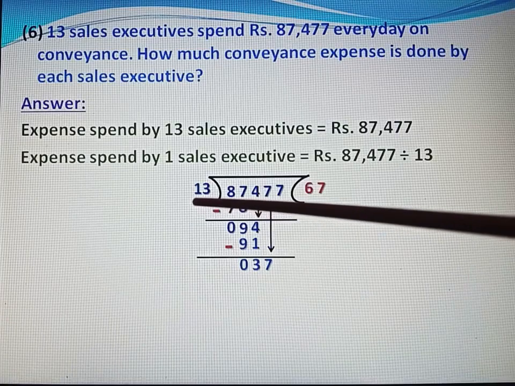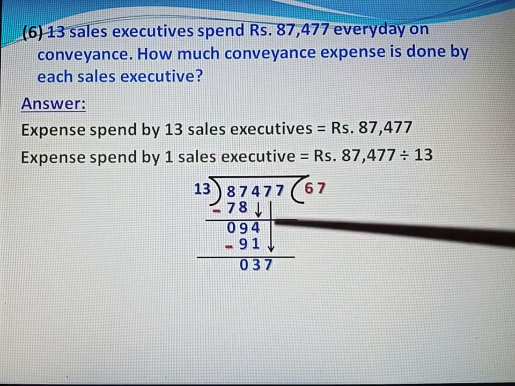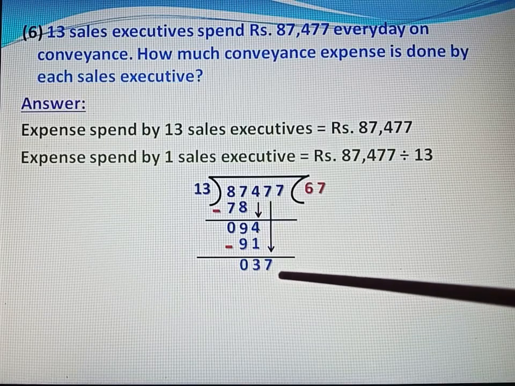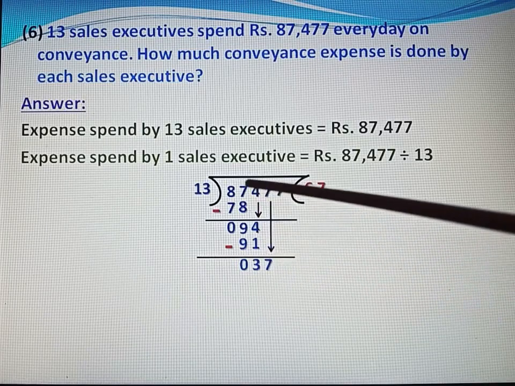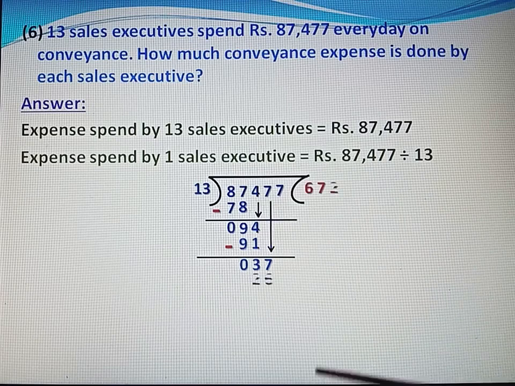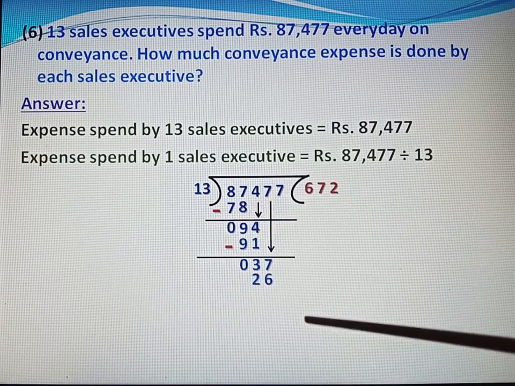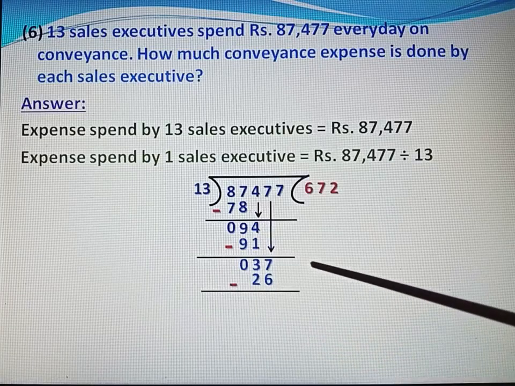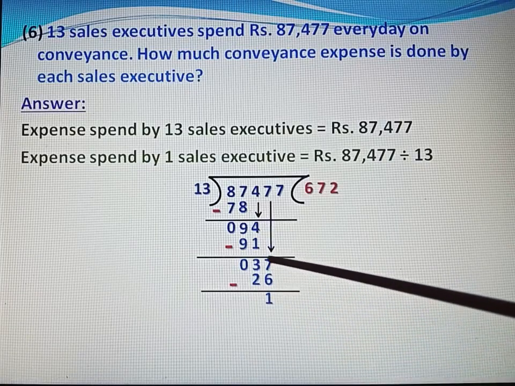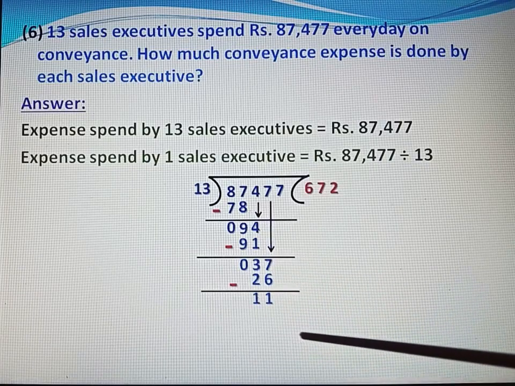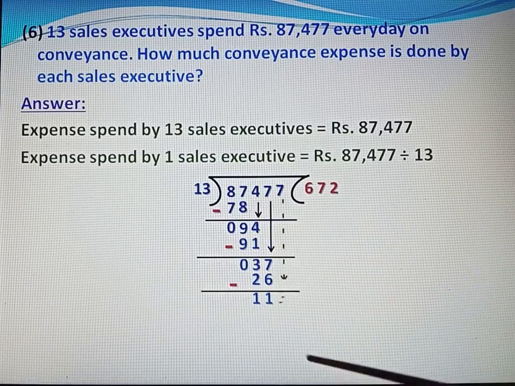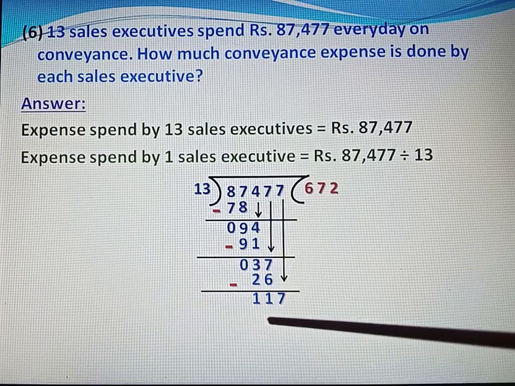Now again we will multiply 13 by that number so that it is equal to 37 or less than 37. It should not be greater than 37. We will multiply 13 by 2. 13 multiplied by 2 equals 26. And then we will do subtraction. See, 7 minus 6 is 1. 3 minus 2 is 1. And then we will take the next number, that is 7. Right here 7. The number formed is 117.